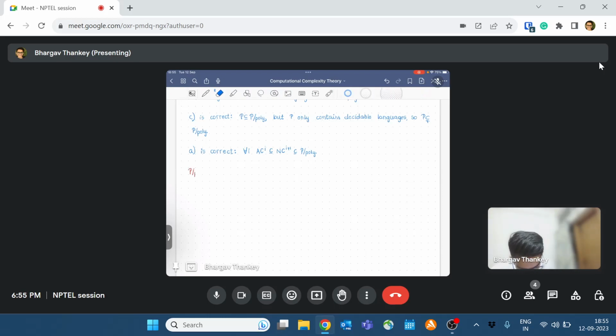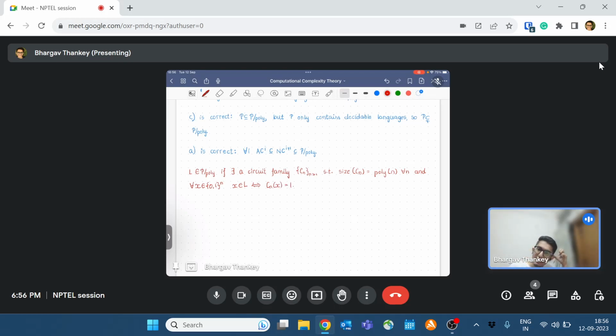So, L is in P/poly if there exists a circuit family C_n, n greater than or equal to 1, such that size of C_n is equal to poly(n) for all n, and for all x in {0,1}^n, x is in L if and only if C_n(x) = 1. So this is what it means to say that a language is in P/poly.